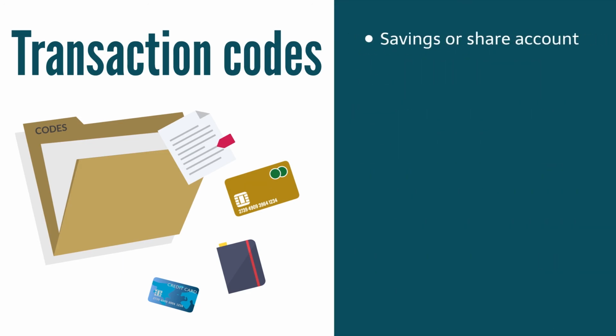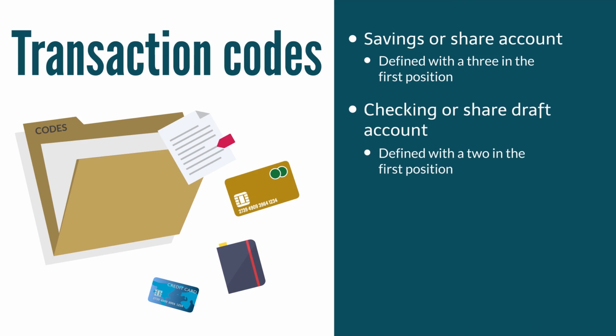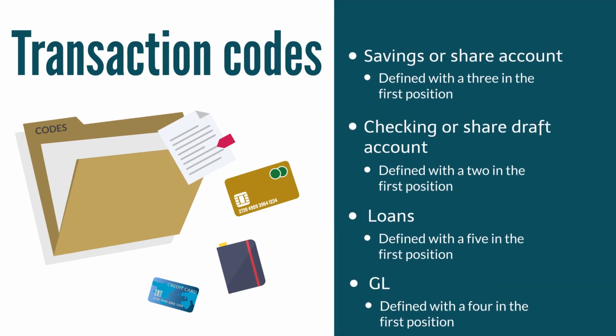If an entry is destined to a savings or share account, it will be identified with a 3 in the first position. If it's going to a checking or share draft account, it will be defined with a 2 in the first position. Loans have a 5 in the first position and are usually credits unless they're marked as a reversal. GLs are defined with a 4 in the first position.